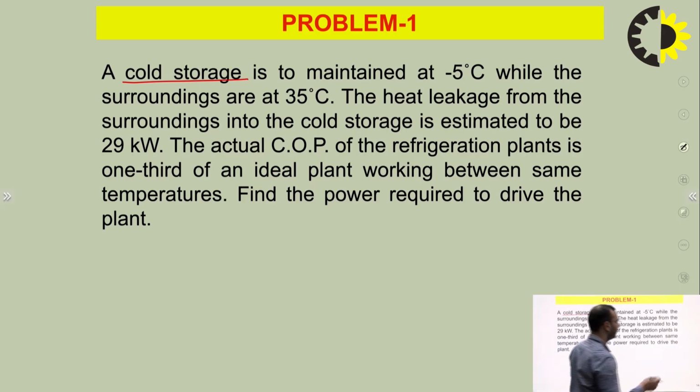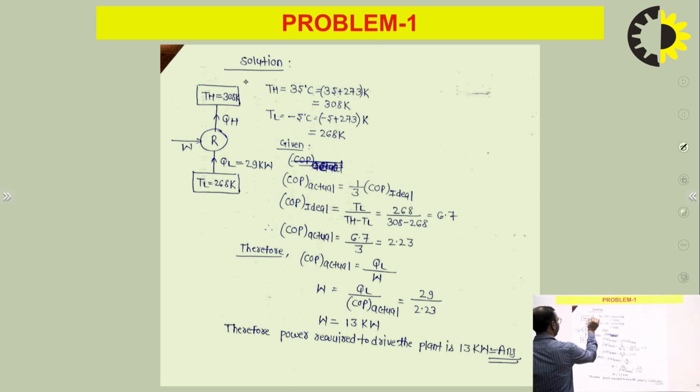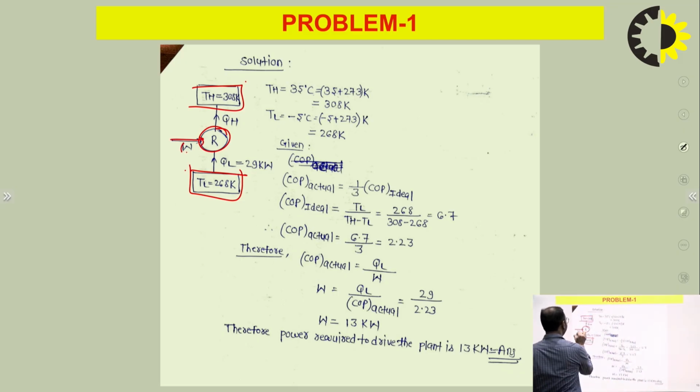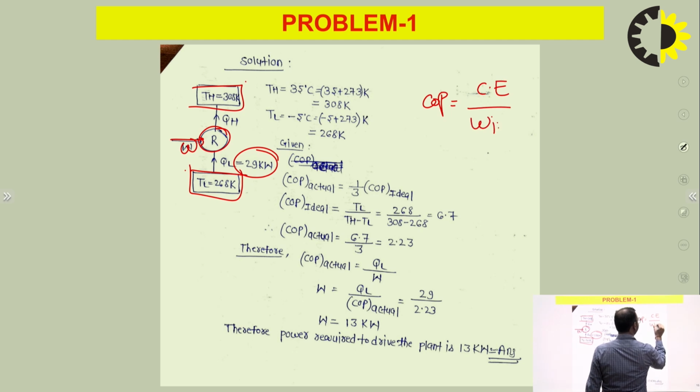So basically, first of all, we will draw the diagram of this refrigerator. This is the refrigerator, this is the source, the temperature of the source is 308 Kelvin and the temperature of the sink is 268 Kelvin. The power required to drive this refrigerator is W, and the cooling effect is 29 kilowatt. So we know that COP of refrigerator is equal to the desired effect, meaning cooling effect, divided by work input.